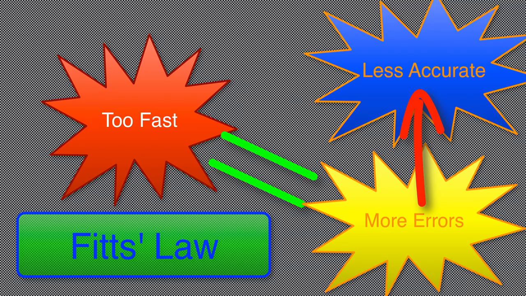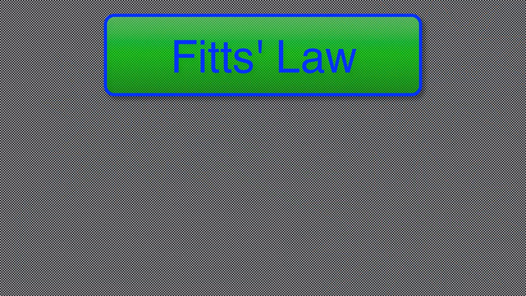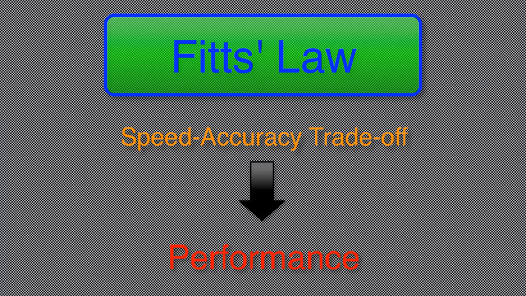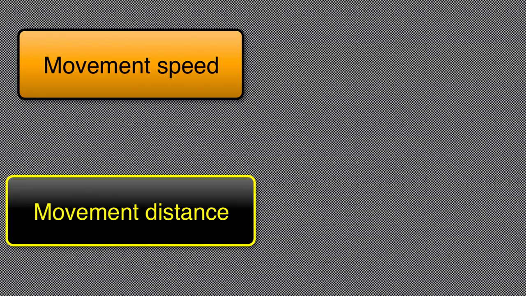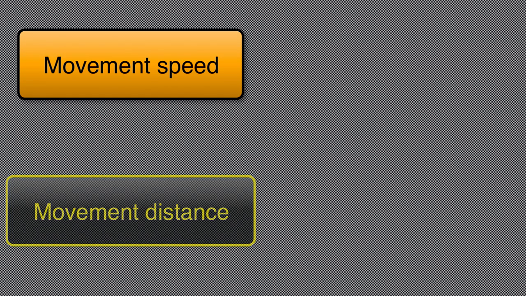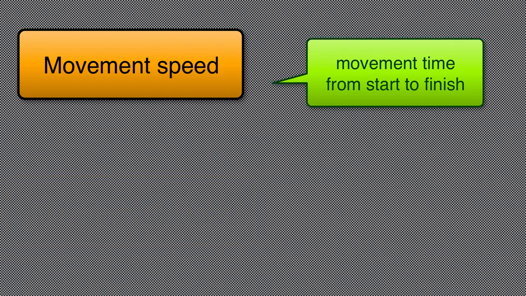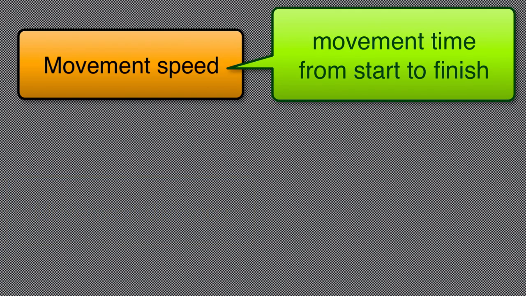This is pretty much the essence of the most fundamental principle of movement behavior, Fitts' law. We'll build on this idea and make connections to how Fitts' law and the speed-accuracy trade-off relates to performance of sports skills. So let's start with a couple key terms, movement speed and movement distance. Movement speed is the speed of the movement, or the movement time it takes from start to finish.